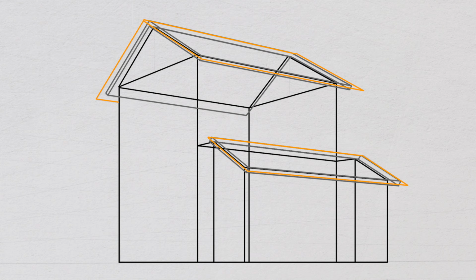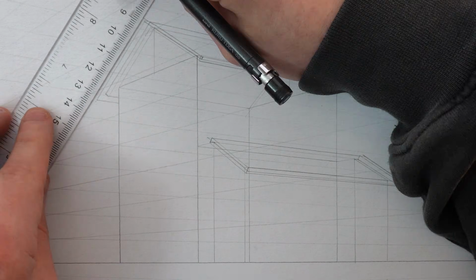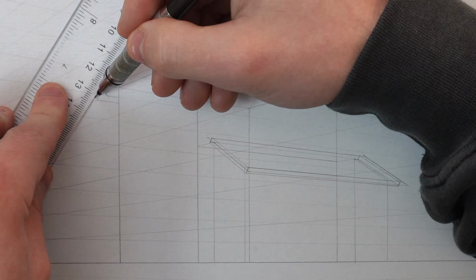And then again, we need to add some thickness to these planes and extrude them up, but this time we don't want to give them as much thickness. Instead, here I'll wrap a line around the building, establishing that thickness, and then I can draw this across.